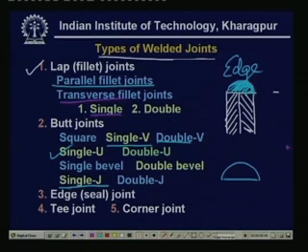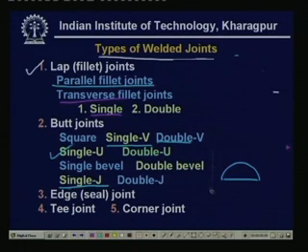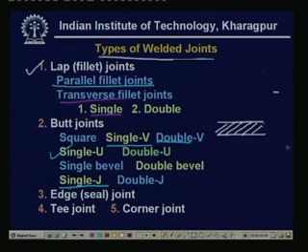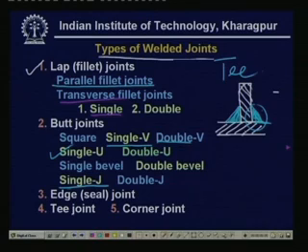We have the T joint. Here, one base metal, another metal is added. So, this is to be jointed in the form of a T. We apply over here. So, this is the T joint. Now, you see that the fillets are used here to make a T joint.